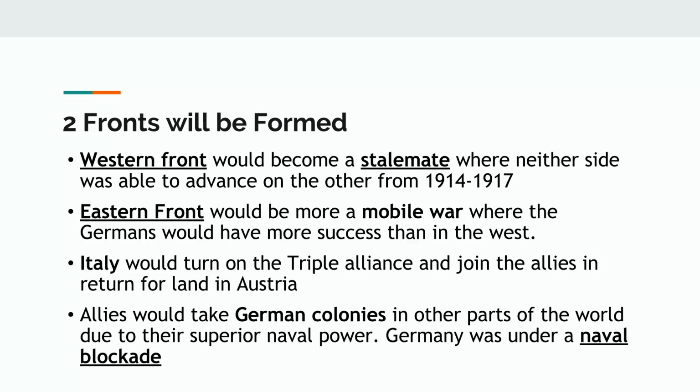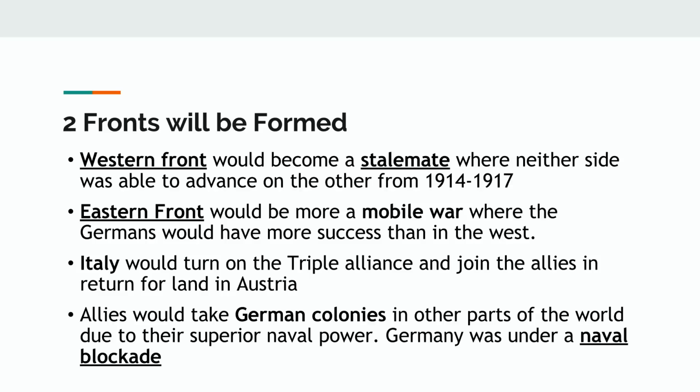One thing that would happen is we would see the emergence of two fronts during this war. We would have the Western Front, which would become a stalemate, and a stalemate is when neither side can gain an advantage. And then on the Eastern Front, the war would be mainly a mobile war where there was a lot going on and where the armies were able to move quite easily versus the way they were on the Western Front. We're going to talk about that in just a minute.